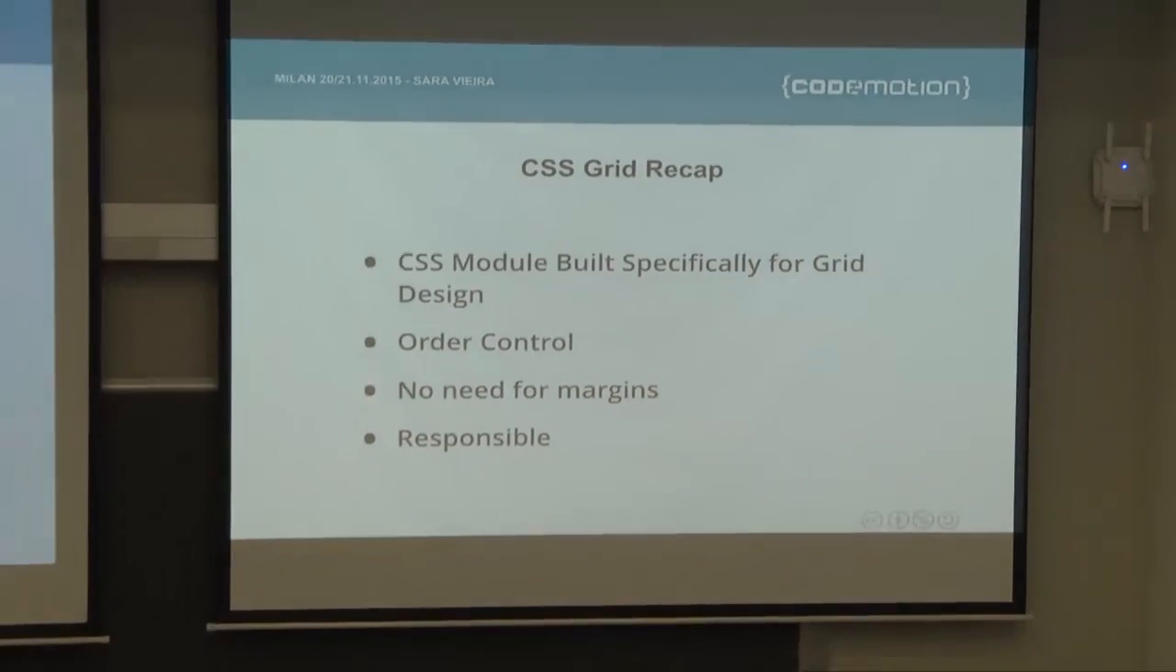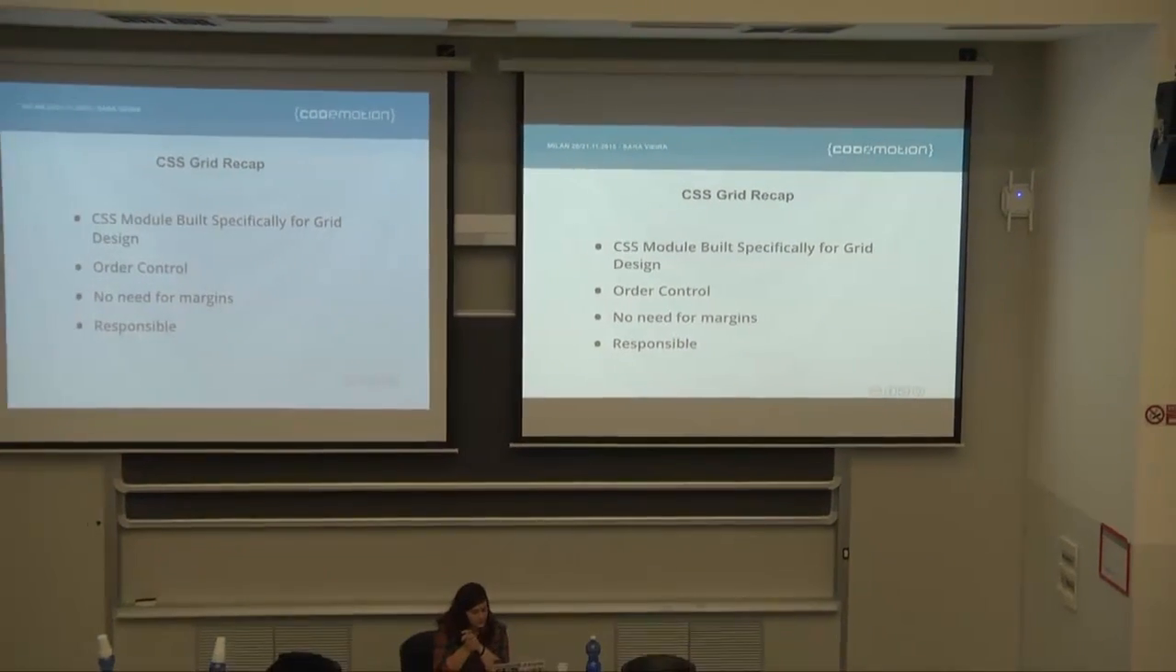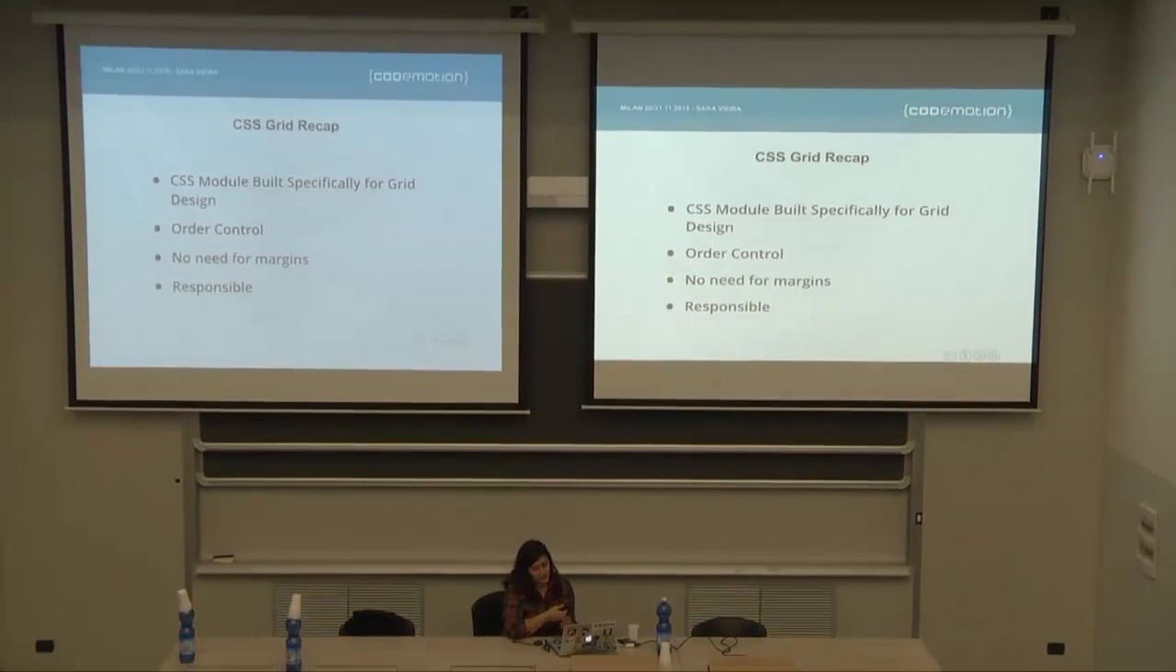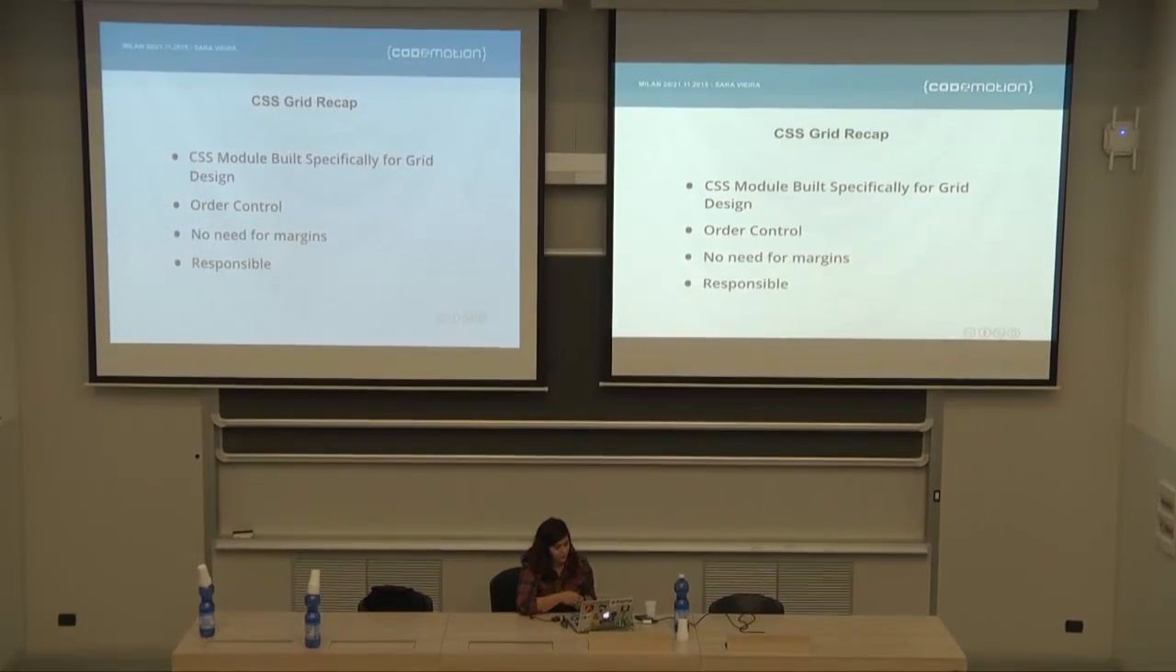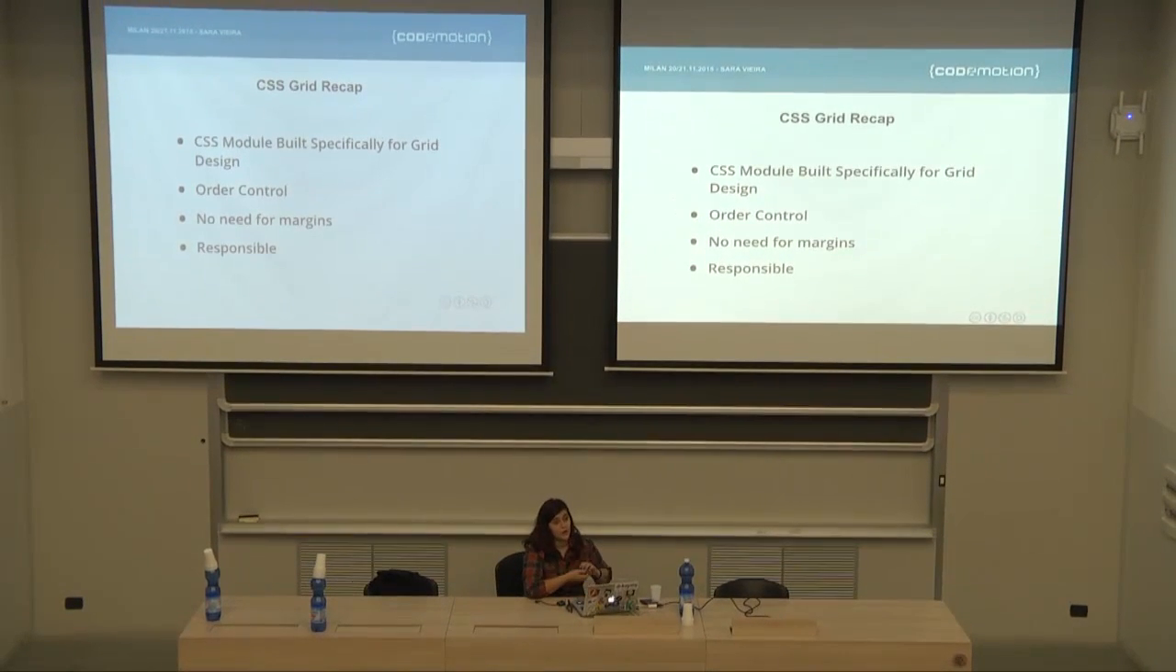So, CSS Grid Recap. CSS Grid was a CSS module built specifically for grid design. Unlike Flexbox that was built for everything, CSS Grid was built specifically for grid design. You also have order control. As you can see, I could set when the row starts, when the column starts, when the row ends, and stuff like that. So you have complete and utter order control. If you want, you can use one column to be the margin. So there's no need for more margins. You can just set one column to 10 pixels, and that column will be the margin.